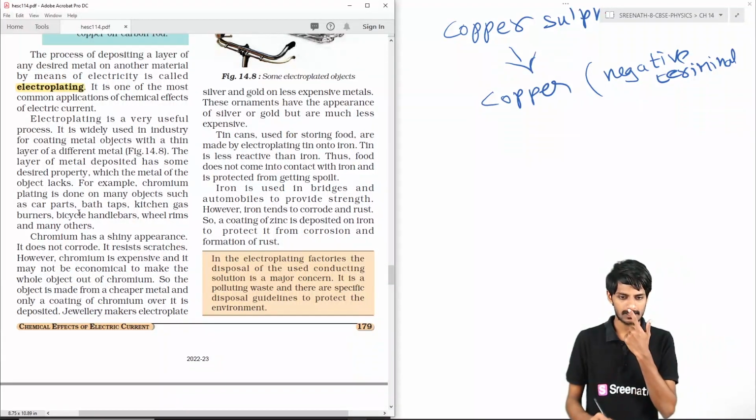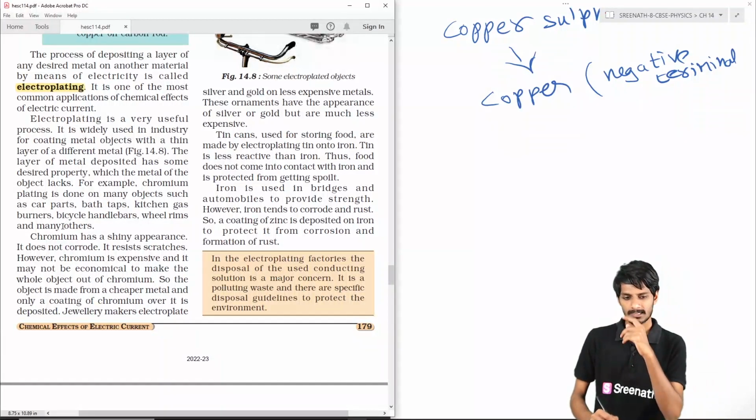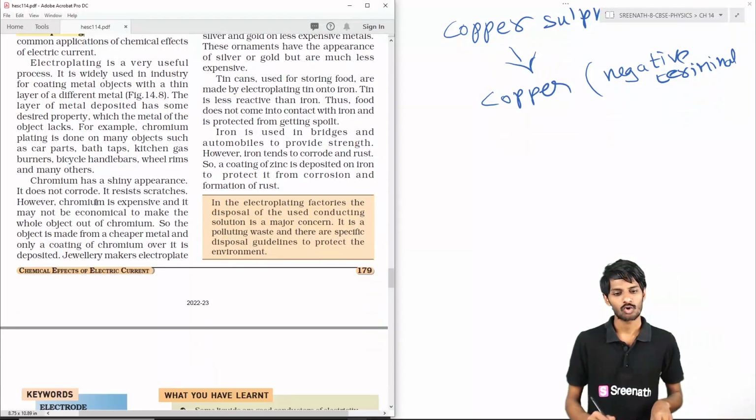So what are the examples, students? Chromium plating is done on many car parts, bath taps, kitchen gas burners, bicycle handlebars, etc. And chromium has a very shiny surface and it is not corrosive, students. Okay students, that is the case.